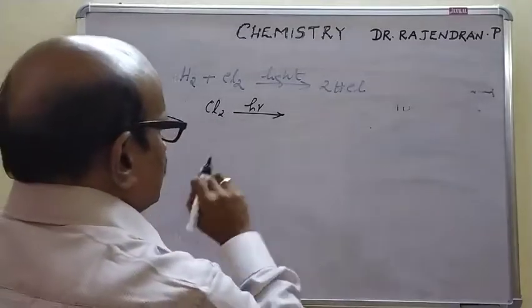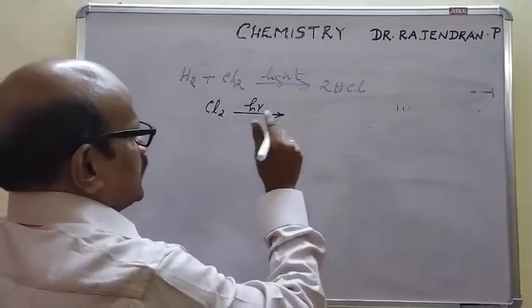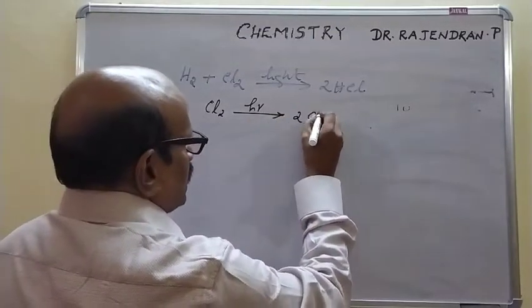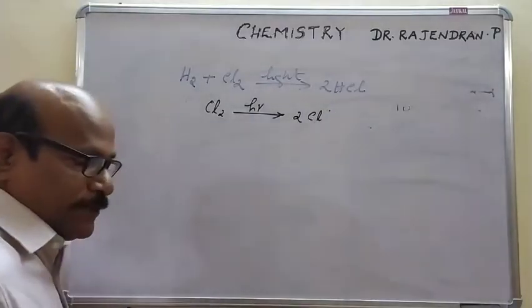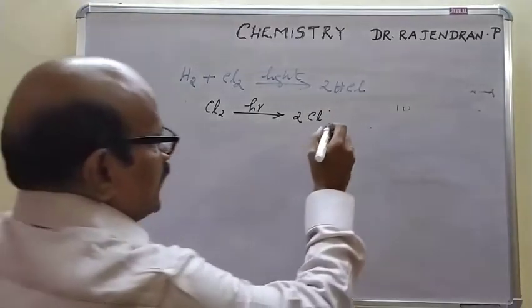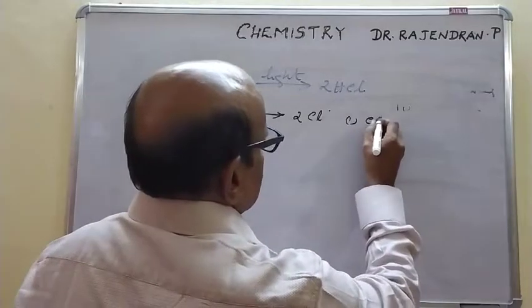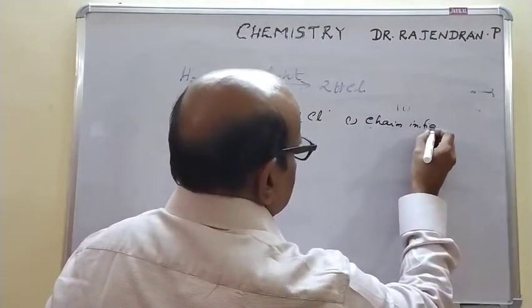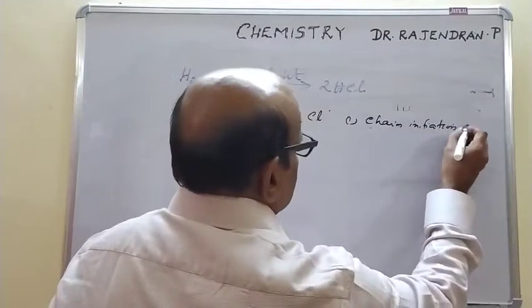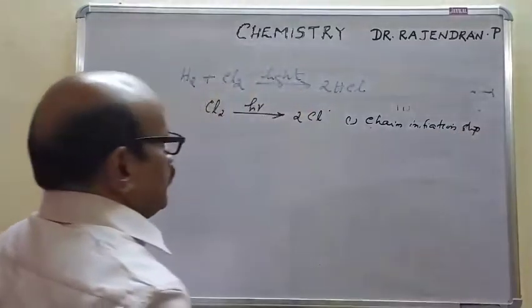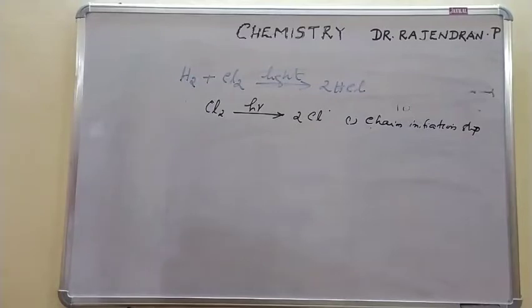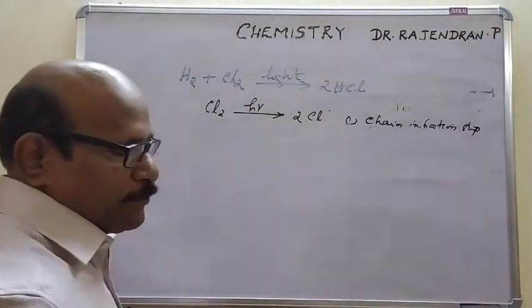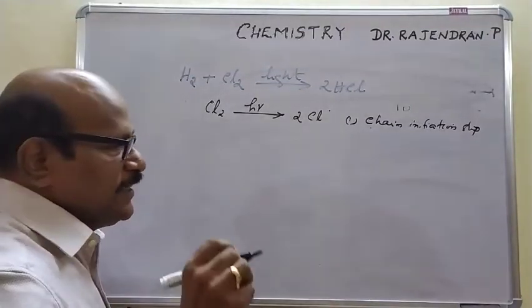When it is absorbed with suitable frequency, it is converted to chlorine atom or chlorine radical. This is a chain initiation. So chlorine, by absorption of light, gets decomposed to chlorine atom. That is a chain initiation step.